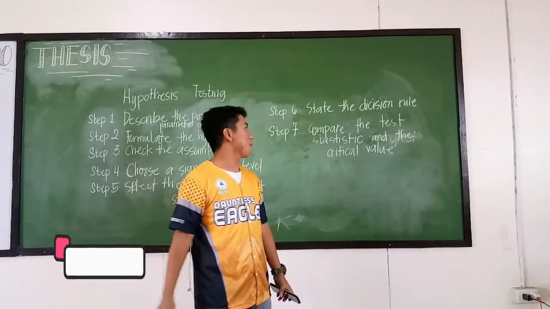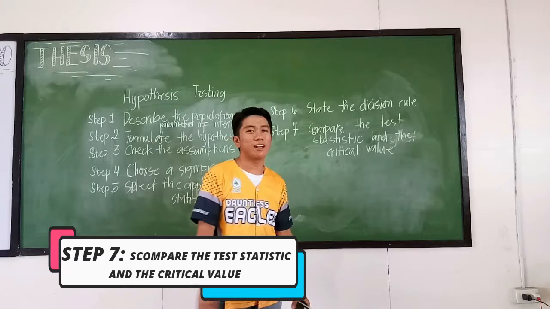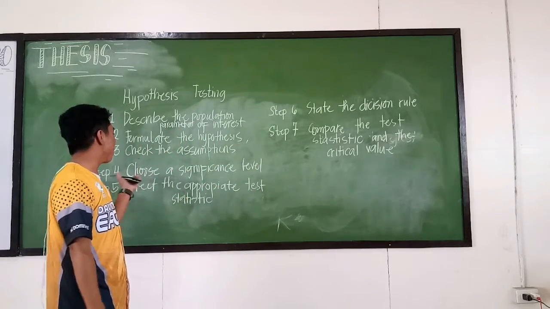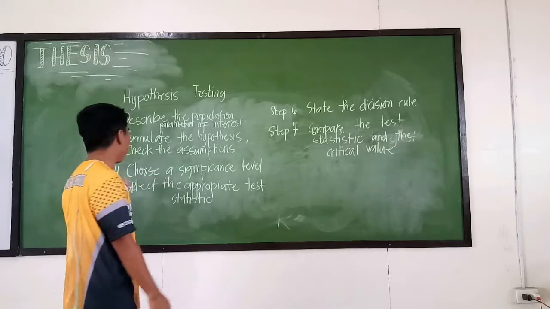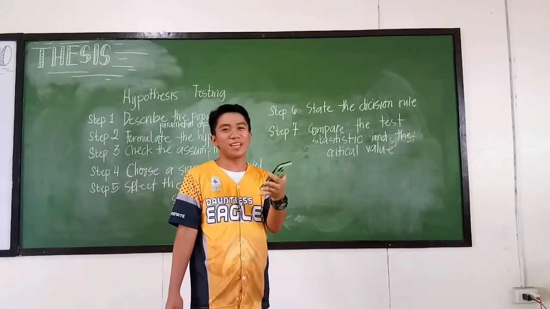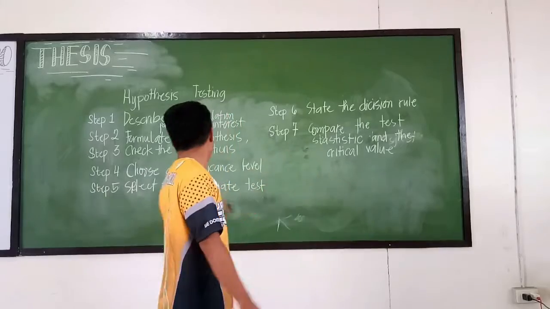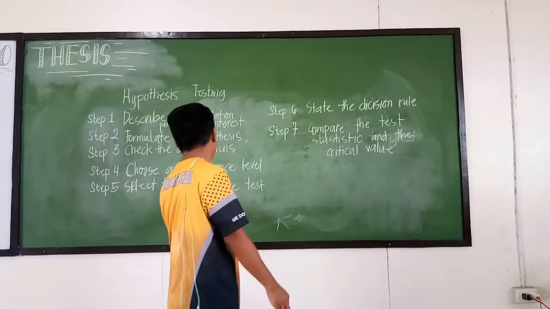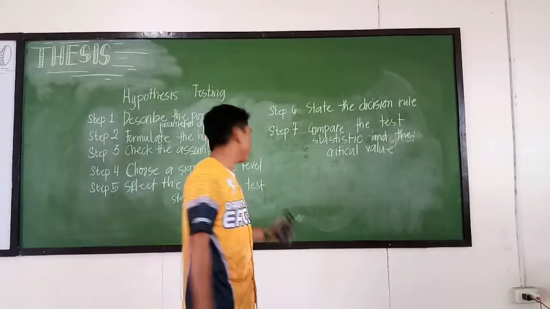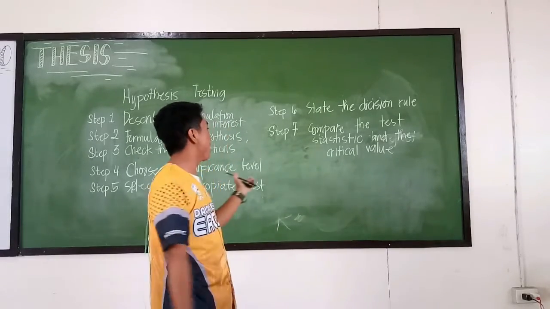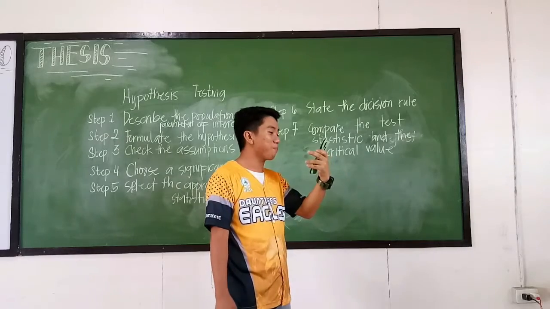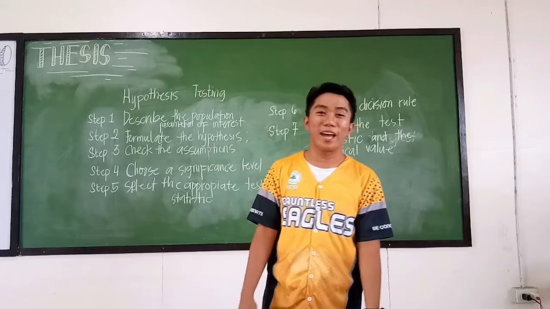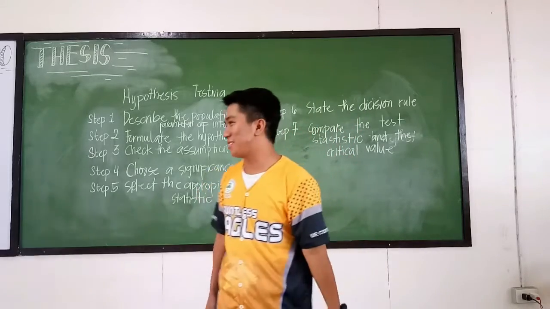Step 7 is to compare the test statistic and the critical value. So the critical value is the significance level you've chosen from step number 4, which is the 90, 95, and the 99. You're going to compare it with the result from the test statistic you solved from step 5. So you're going to compare them according to your hypothesis. So I'm going to show you an example on how to apply the test statistic.